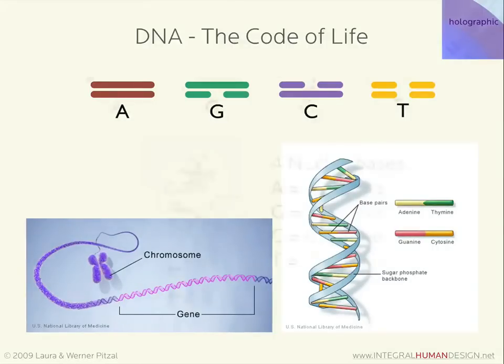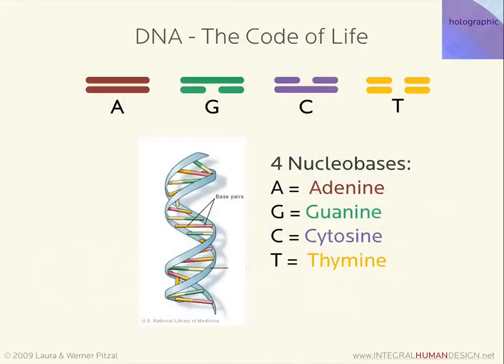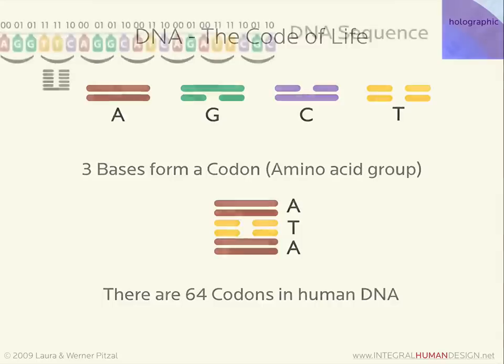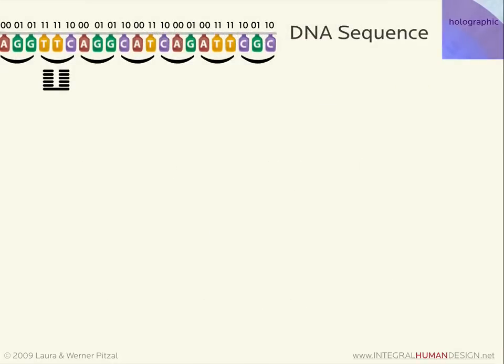So it's a lot of coding we have, and it's all made out of a sequence of 4 letters that are combined 2 by 2 and just form a sequence. There are 4 nucleobases that are grouped into groups of 3 that we then call a codon, or an amino acid group, and there are exactly 64 codons in the human DNA that are the basis of protein synthesis, and in this respect the basis of life, how life works. And they're lined up in a sequence in each of the cells.